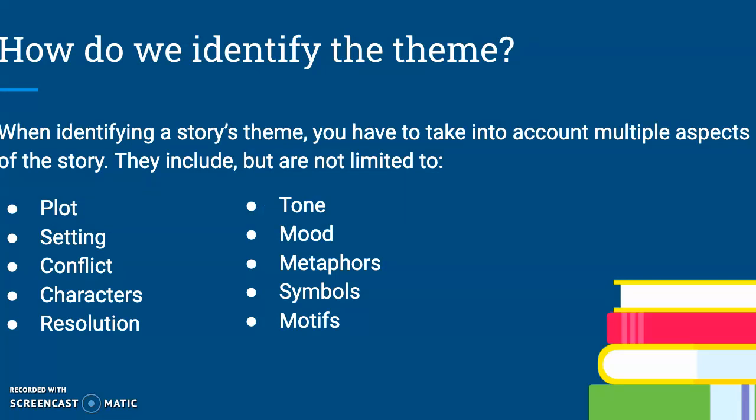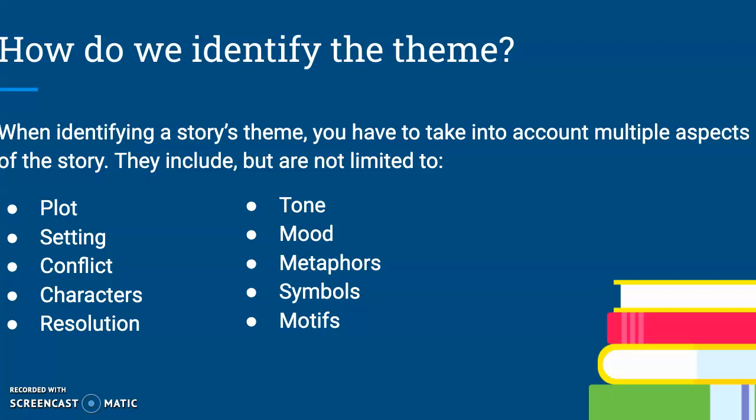How do we identify this in stories? Well, when we want to start thinking about a story's theme, the first thing we need to do is take into account the multiple aspects of the story. So we want to start thinking about all the different components that create that story. And I've given you a list here, but this is not an exhaustive list, meaning that there are more options of things to consider. But here are some to get you started.